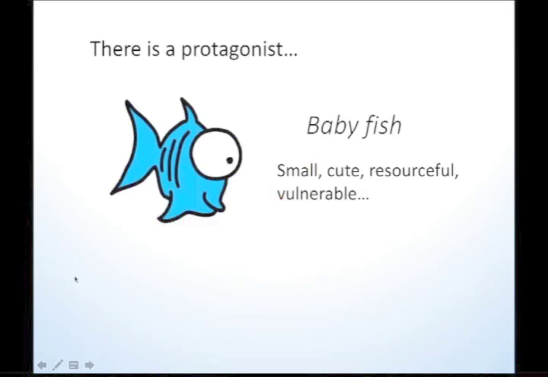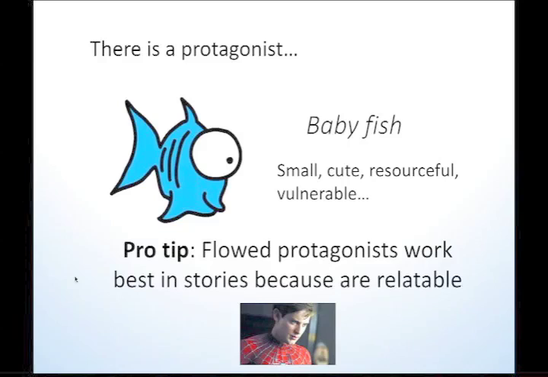In this video, there is a protagonist, and it is a very important point. The protagonist of this video is the baby fish, which has some very specific characteristics. The baby fish is small, it's cute, it's resourceful, but it's vulnerable. And all these characteristics are very important because you don't want your protagonist to be an invincible superhero. You want your protagonist to be flawed. The reason is, every human being on this planet has flaws. No one is perfect. So as you put flaws into your character, you will make your character relatable.